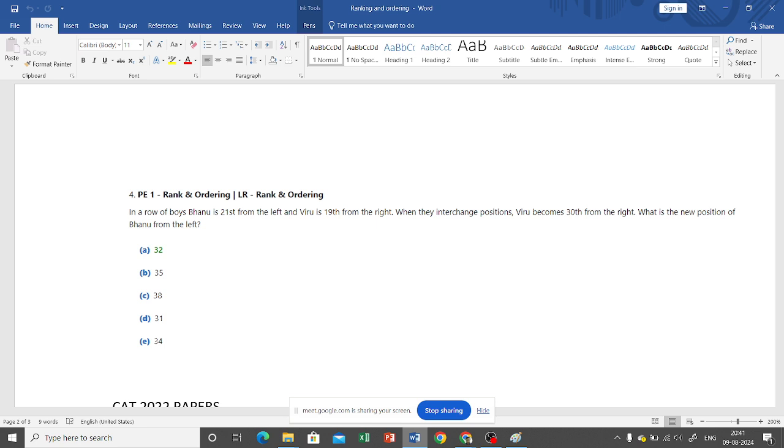Okay, so let us do this thing. In a row of boys, Bhanu is 21st from the left, Viru is 19th from the right. So when we say 19th from the right, it means 19th from the last, right? When they interchange positions, Viru becomes 30th from the right. What is the new position of Bhanu from the left? Try it out.